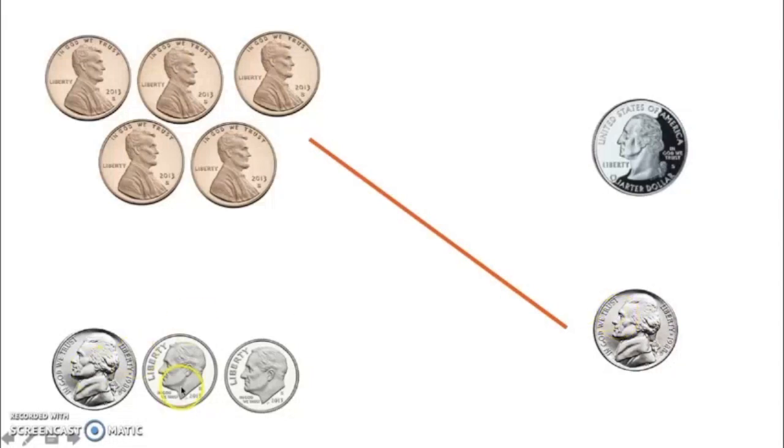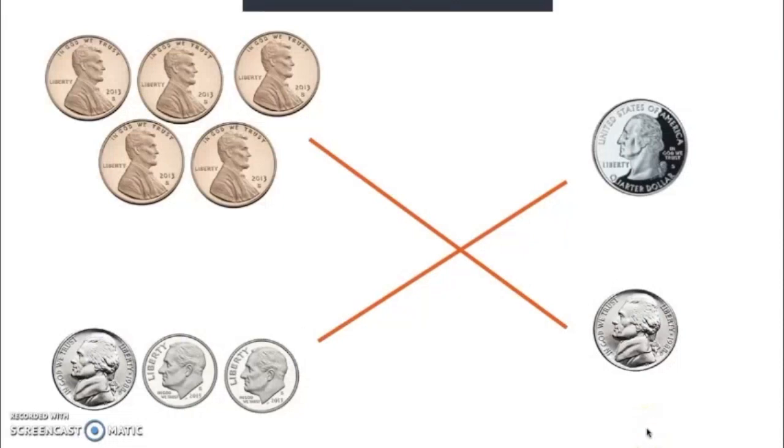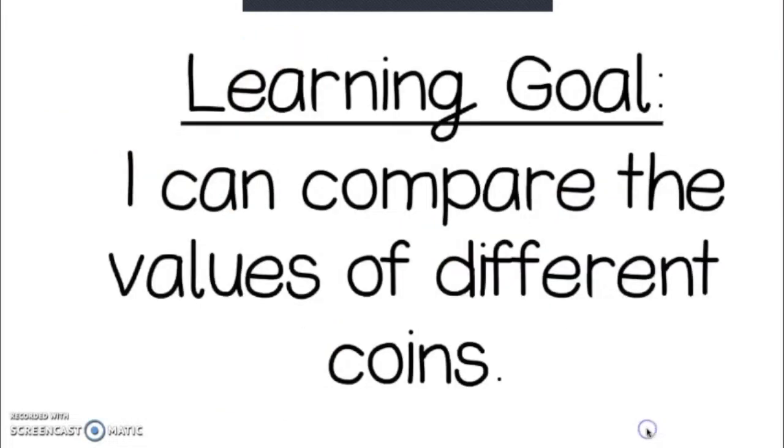What about the value down here? We have 1 nickel and 2 dimes. I'm going to start by counting the bigger coins. 10, 20, 20 plus 5 is 25. Is 25 the same amount as a quarter's value? It is, so I can draw a connecting line there. Good job. When we think about how much a coin is actually worth, not just what it looks like, not its size, because that doesn't always work out, then we can compare their amounts, which is great, because our learning goal said, I can compare the values of different coins. And that's exactly what we did.